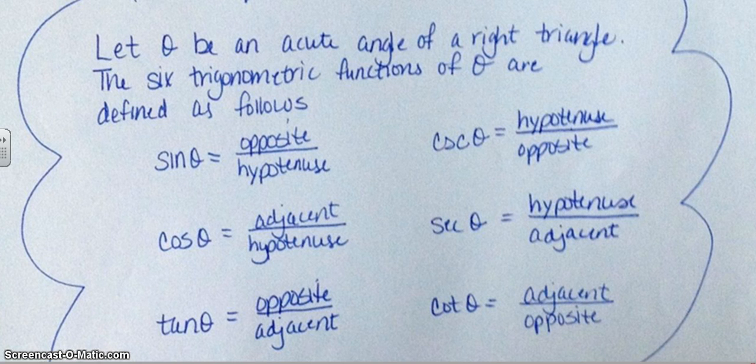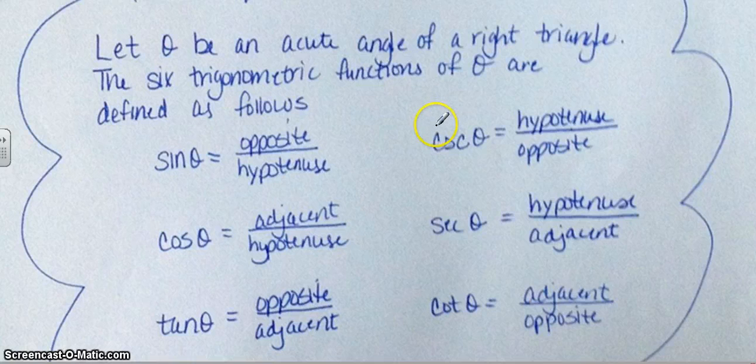of theta are defined as follows. Sine theta is opposite over hypotenuse. Cosine theta is adjacent over hypotenuse. Tangent theta is opposite over adjacent. And then we have the reciprocals.